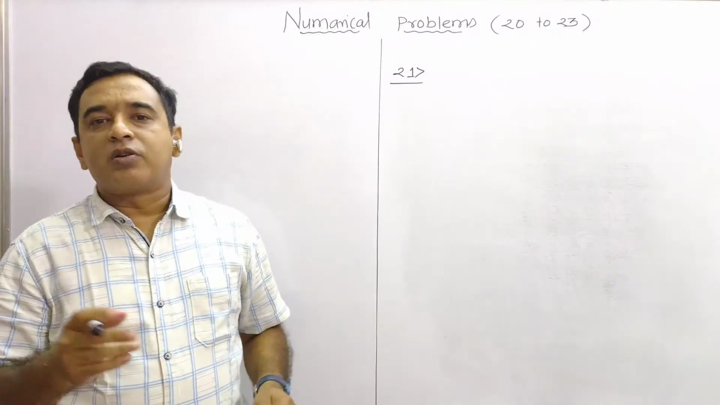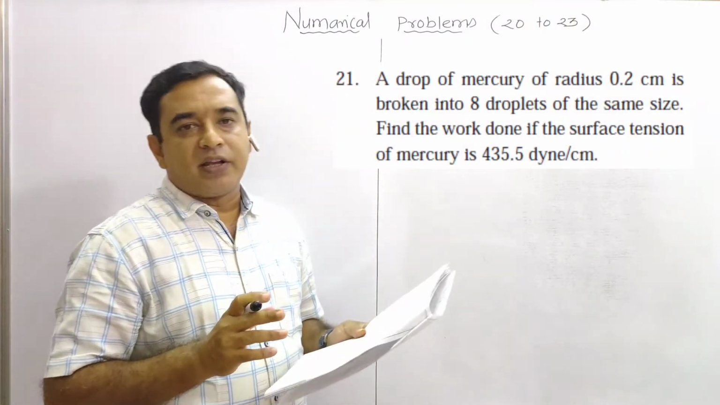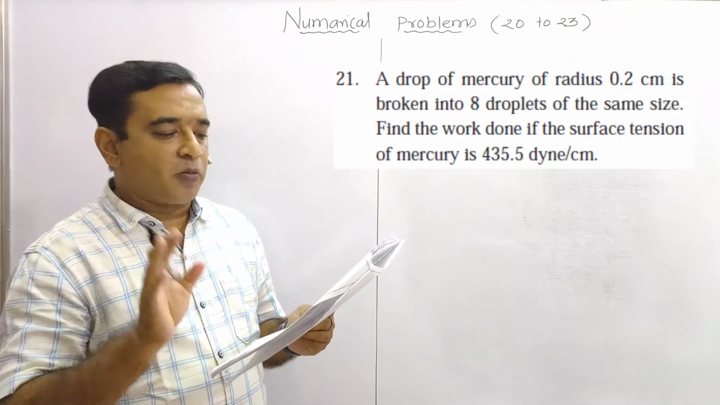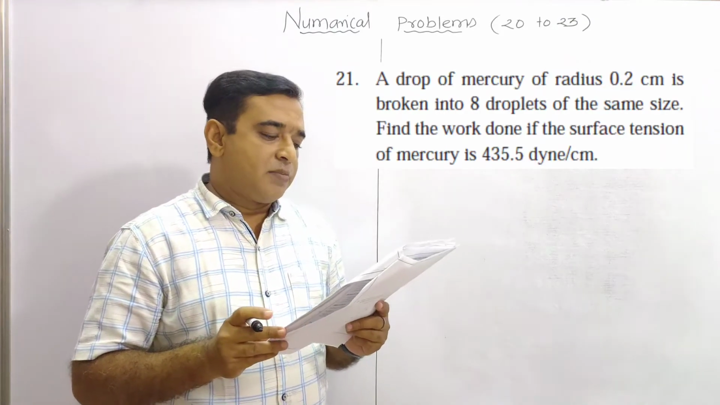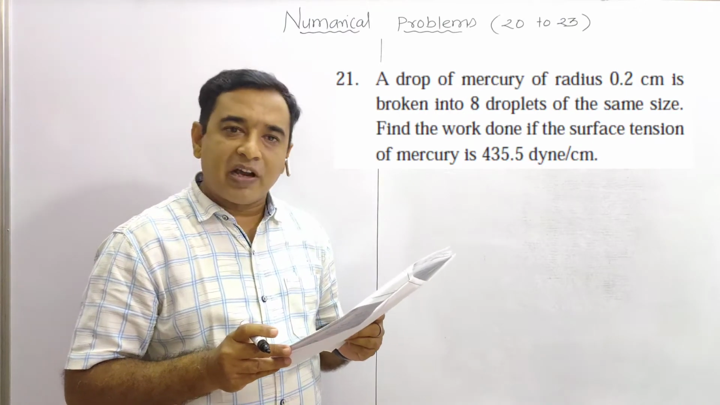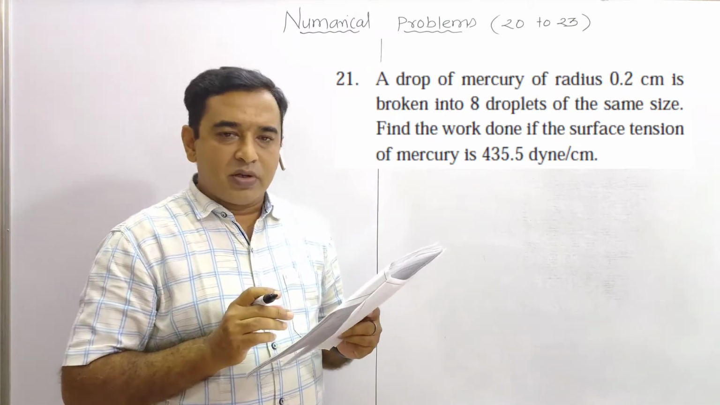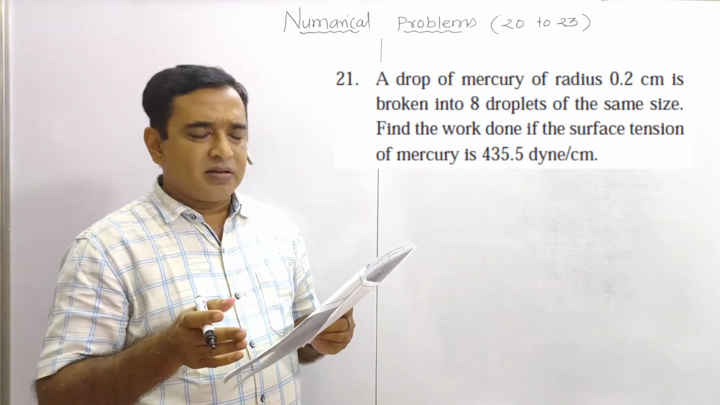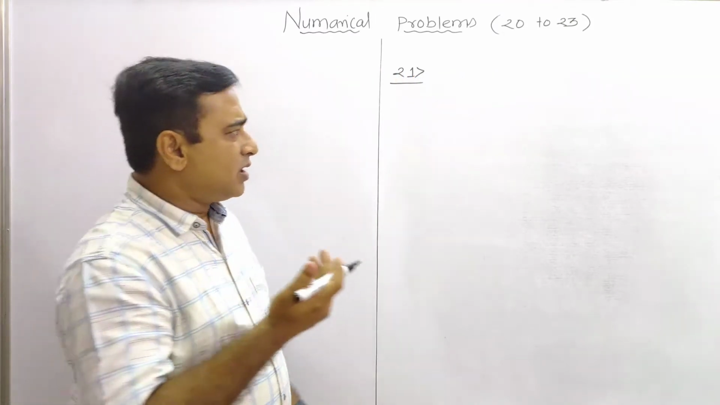Here is the problem number 21 before you. A drop of mercury of radius 0.2 centimeter is broken into 8 droplets of same size. Find the work done if the surface tension of the mercury is 435.5 dyne per centimeter. Now here, are all these in SI units, or are these in CGS units?